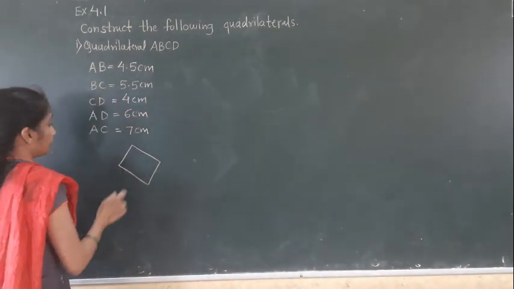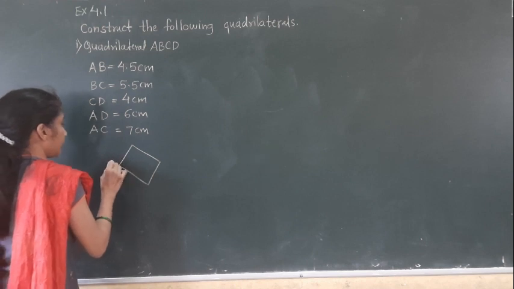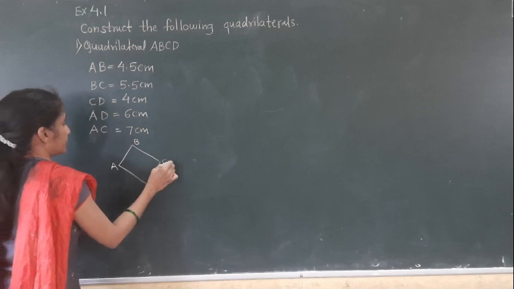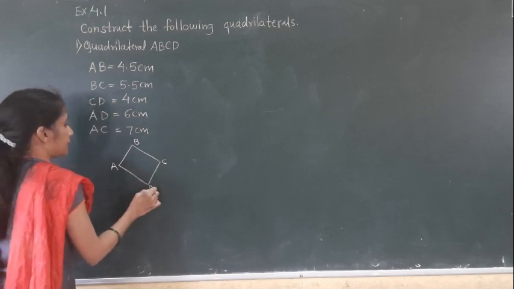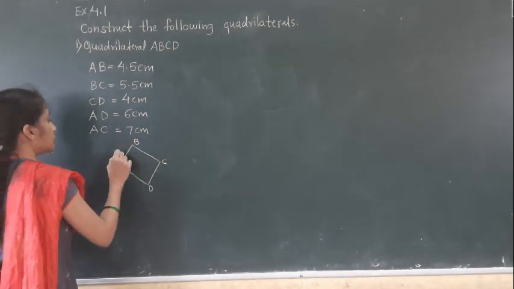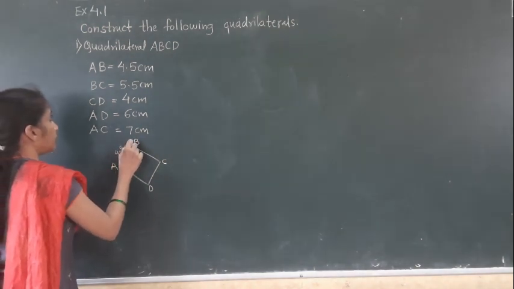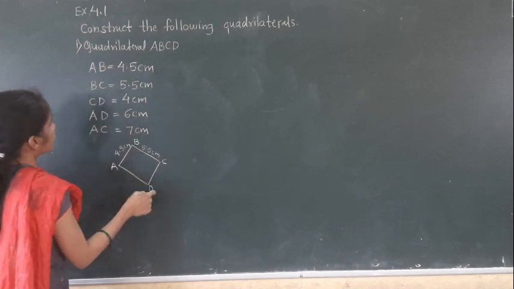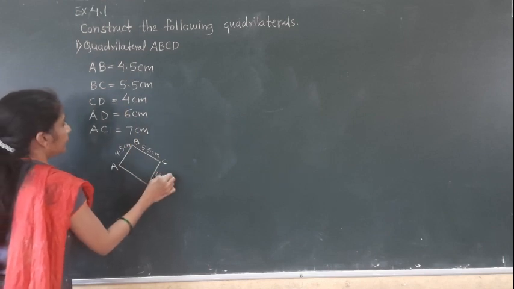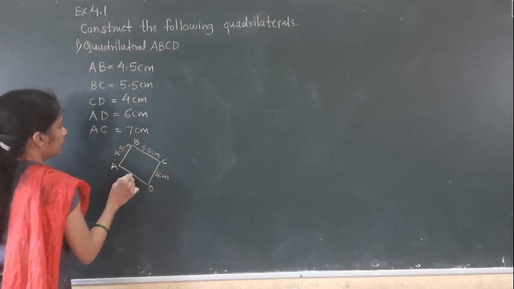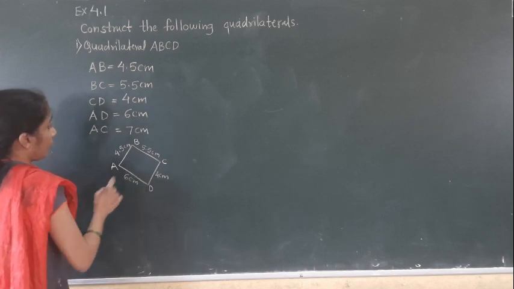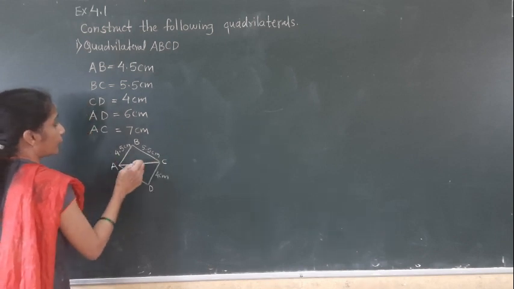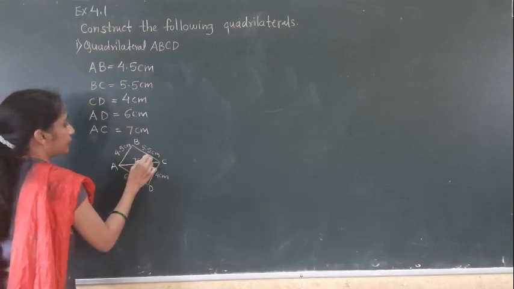Now, suppose this is A, B, C, and D. Okay. AB, how much is it given? 4.5 centimeter. BC, 5.5 centimeter. CD, 4 centimeter, then AD is 6 centimeter. And AC, join this AC. AC means this is the diagonal. The diagonal is 7 centimeter.